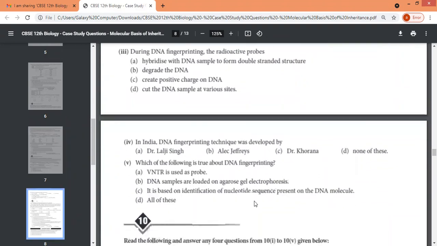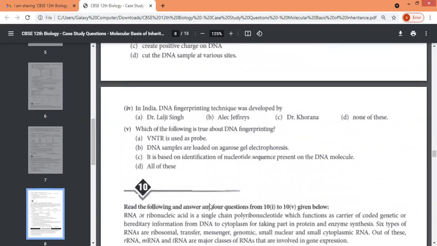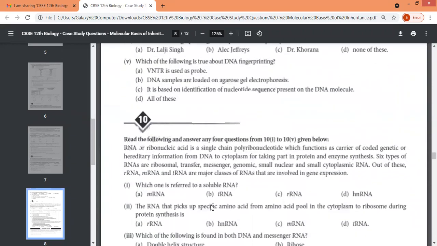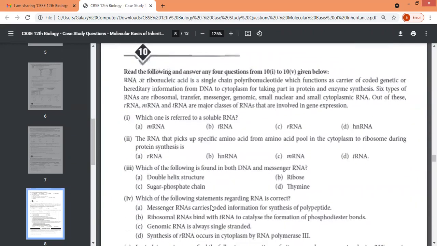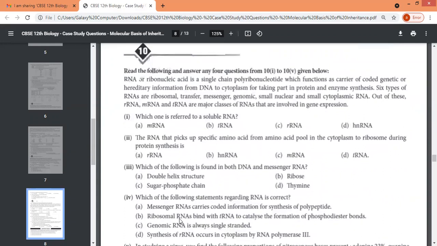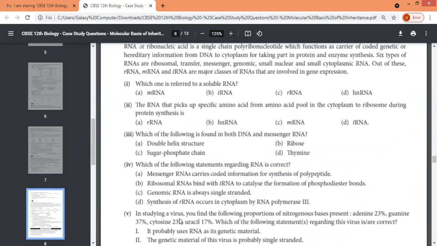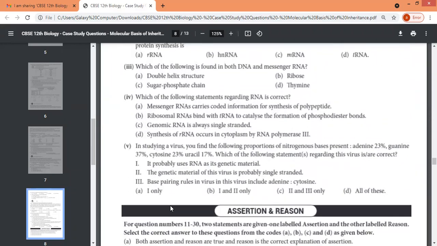Which of the following is true about DNA fingerprinting? VNTR is used as a probe. DNA samples are loaded on agarose gel electrophoresis based on identification nucleotide sequence present on the DNA molecule. Yeah, all of these. And the last one, not last, I feel. Let's see. RNA ribonucleic acid is a single chain polyribonucleotide. This paragraph, and then goes again the 5 questions with 4 options.